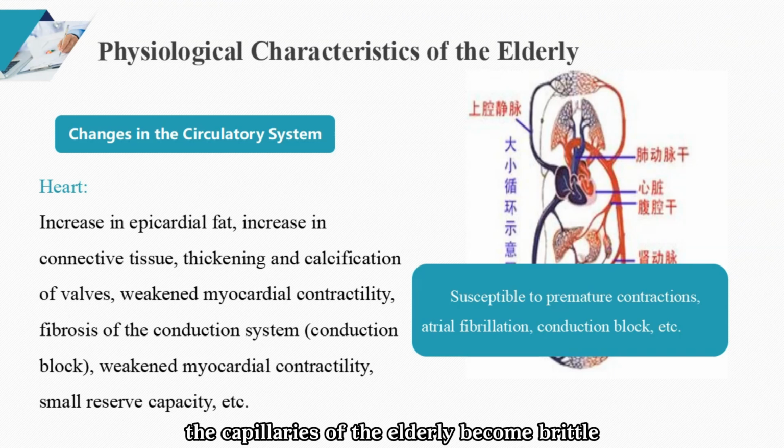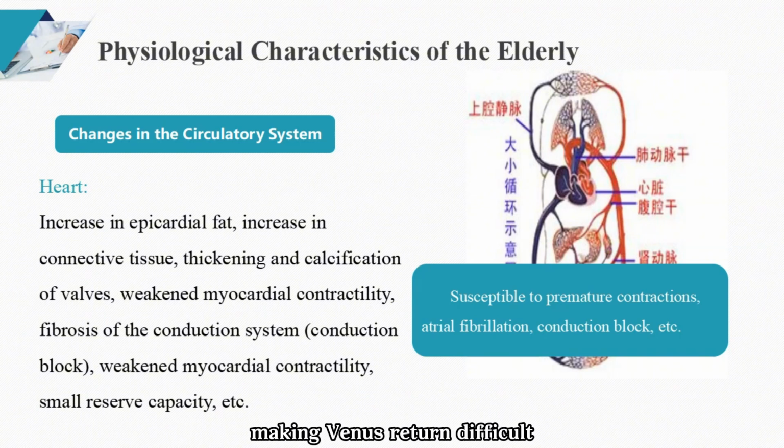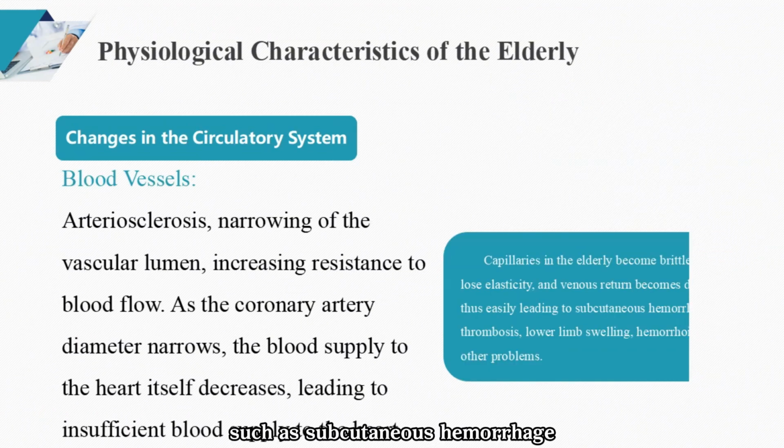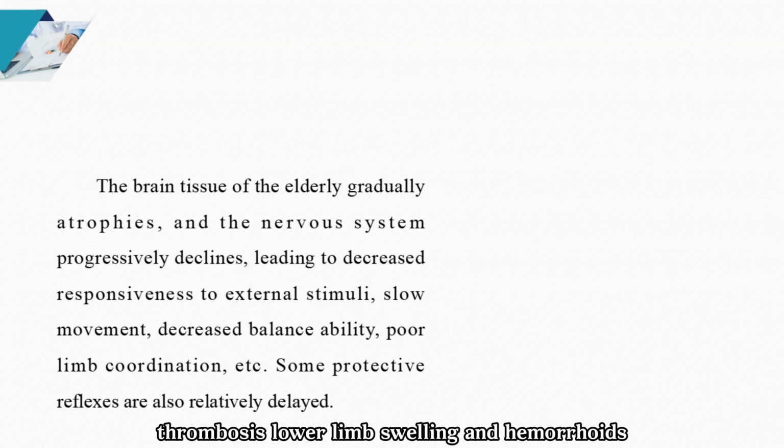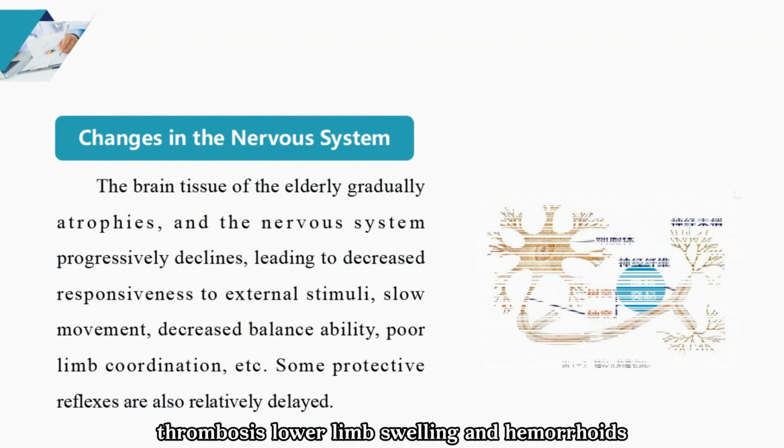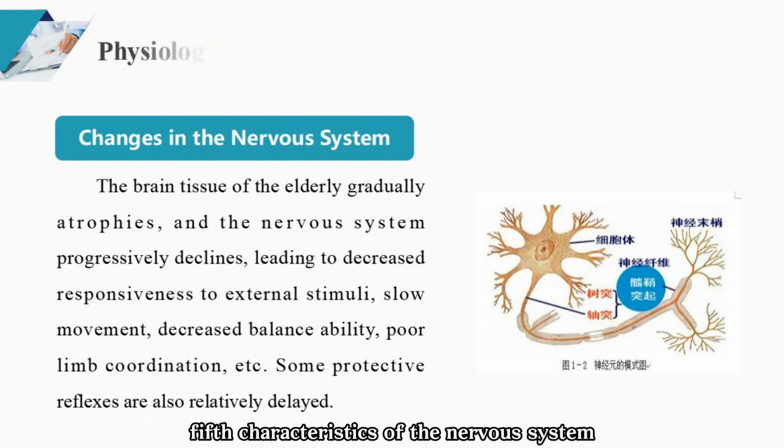The capillaries of the elderly become brittle, and the elasticity of veins decreases, making venous return difficult, thus easily causing problems such as subcutaneous hemorrhage, thrombosis, lower limb swelling, and hemorrhoids. Fifth, characteristics of the nervous system.